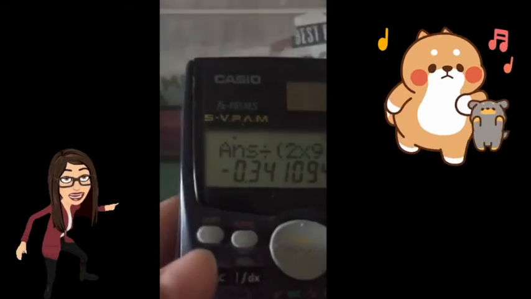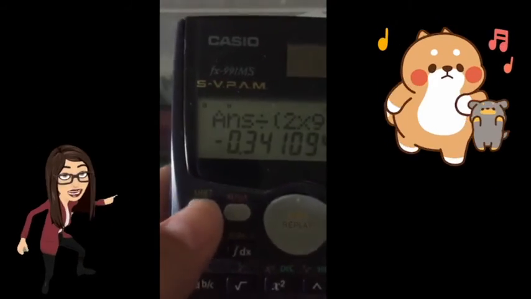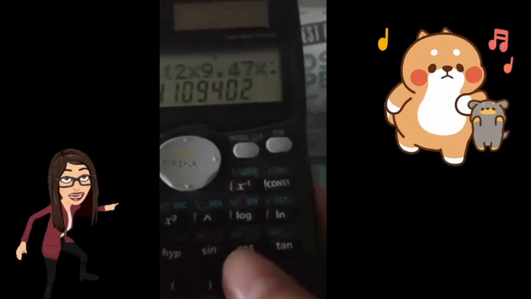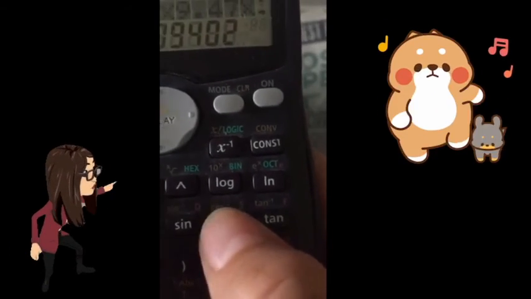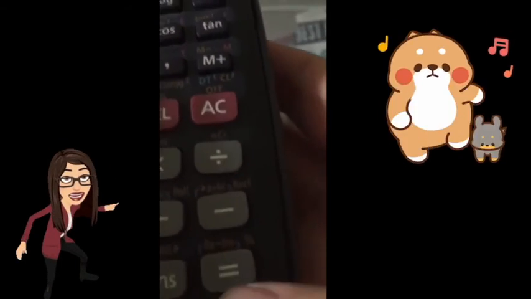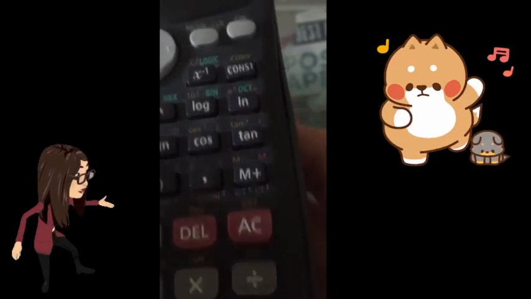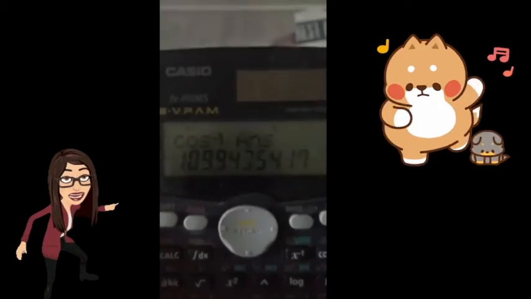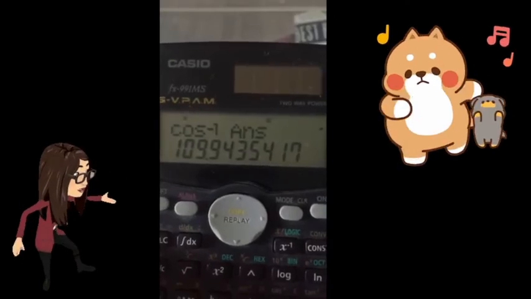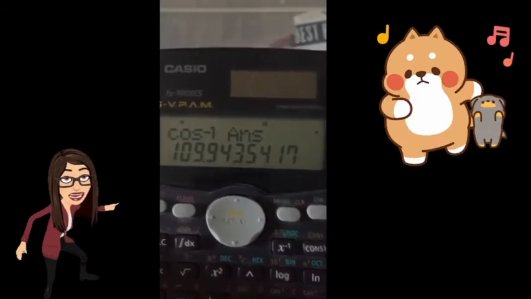Ngayon, hindi pa yun yung sagot. So, use your shift, then cosine, then equal sign. And that is already the answer. It is 109.9 degrees.